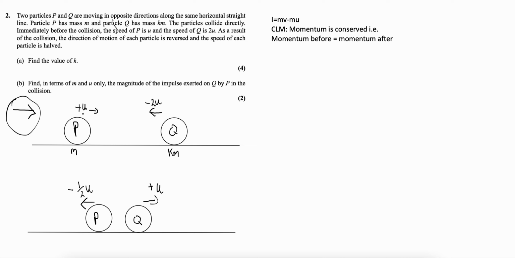So the momentum of P before will be m times u. The momentum of Q will be minus 2u times km, so minus 2kmu. The momentum afterwards will be minus a half u times m for P, so minus a half mu. And the momentum of Q afterwards would be kmu.